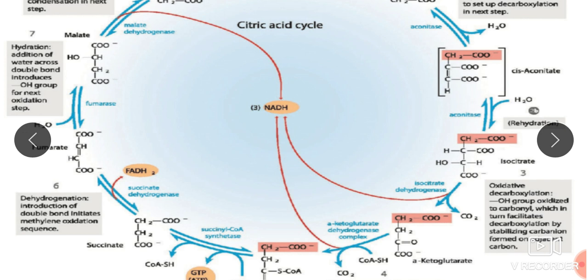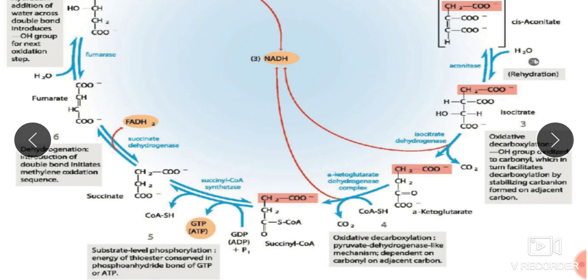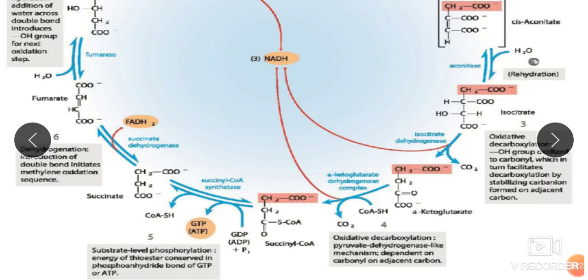Then next, the alpha ketoglutarate further gets oxidatively decarboxylated into the product succinyl coenzyme A. In this reaction, a CO2 group is removed from alpha ketoglutarate. Also, a hydrogen is removed from alpha ketoglutarate, and the removed hydrogen is accepted by a NAD molecule, and this NAD gets converted into NADH.